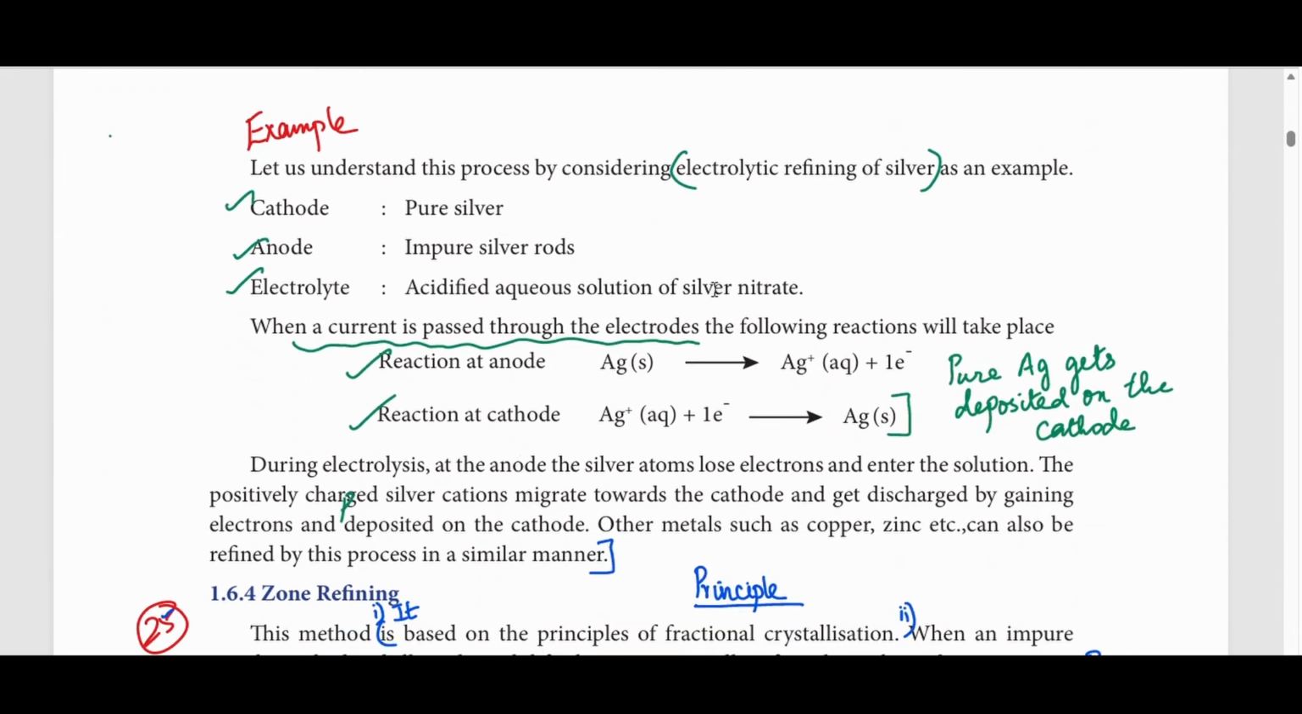An example for electrolytic refining is the electrolytic refining of silver. The cathode will be pure silver, the anode will be impure silver, and the electrolyte is an acidified aqueous solution of silver nitrate. When current is passed through the electrodes, Ag gives Ag+ plus 1 electron, and just reversing it, you get the next reaction. We have already discussed this in another video, which contains the important equations.